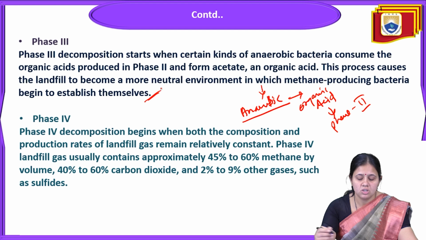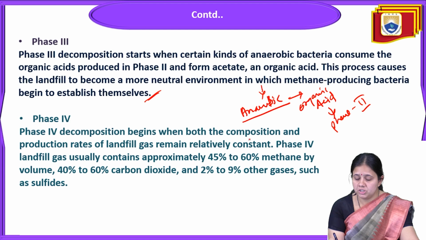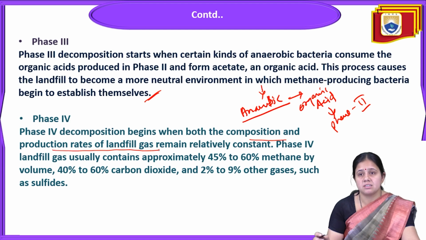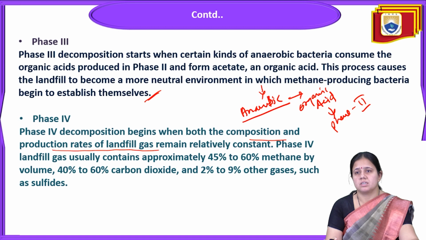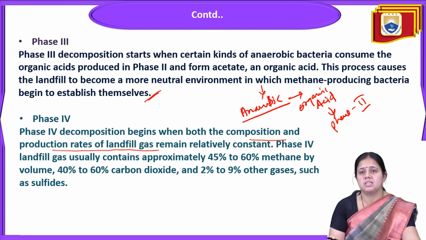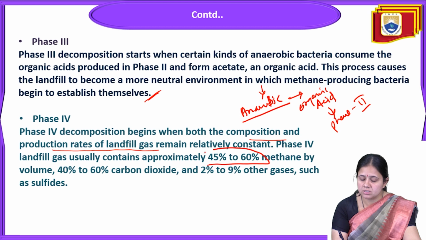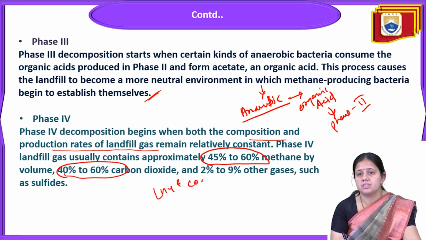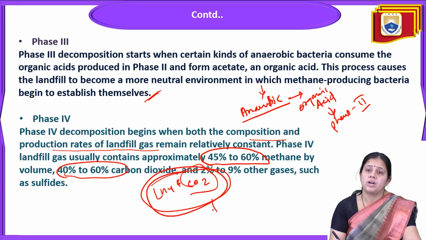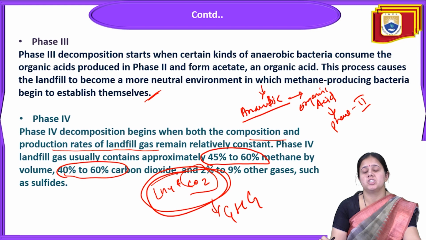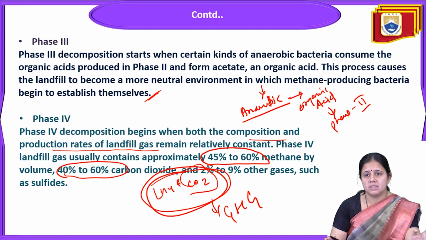Phase 4 is complete decomposition, which begins when the composition and production rate of landfill gas remain relatively constant. Phase 4 landfill gas usually contains approximately 40% to 60% methane by volume, 40 to 60% CO2, and 2 to 9% other gases. So CH4 and CO2 are the gases of most concern because they are GHGs, that is, greenhouse gases. So in this way we can see phase 1, phase 2, phase 3, phase 4.